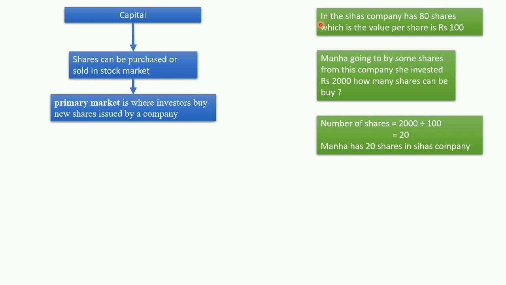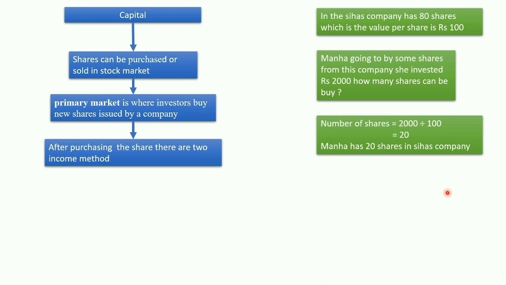What happens inside the share market here, we call the primary market. That means Siha's company puts its shares on the stock market and Manha tries to buy these shares. She does not take all the shares, but she can buy part of them. What is the money invested by Manha? It is 2000. Manha has 20 shares in Siha's company.